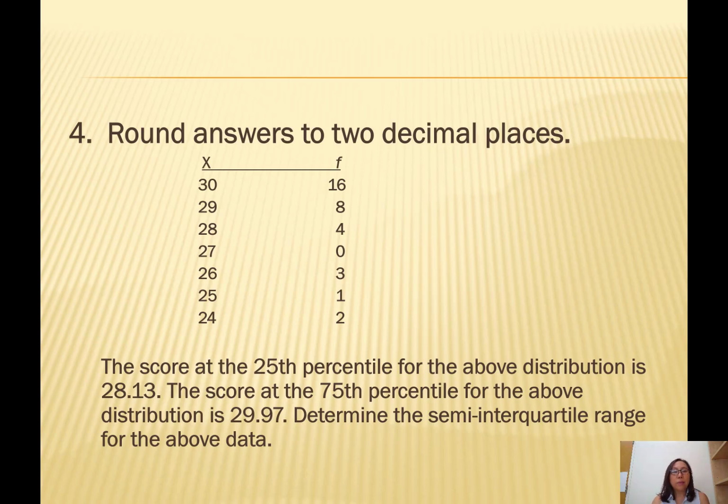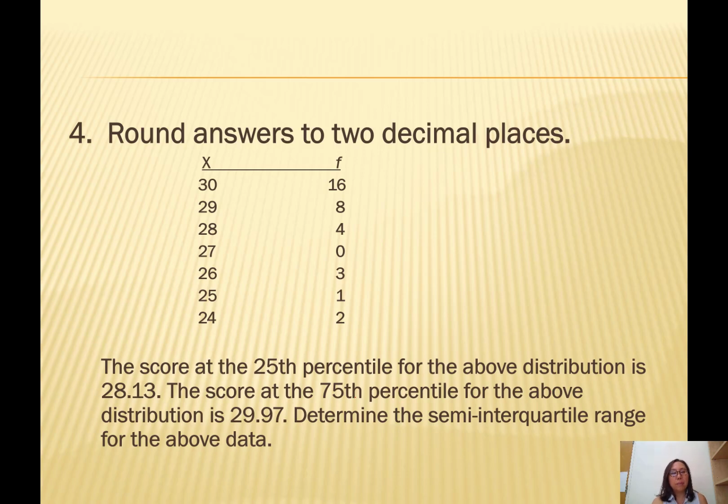It says to round answers to 2 decimal places in question 4. Here is a frequency table, and you thought you would never see one again, right? Here are the numbers in the X column, and then here are the frequencies. You definitely see that the data is skewed. There are high numbers at the top, and it would not give you a nice normal distribution. So this is skewed data.